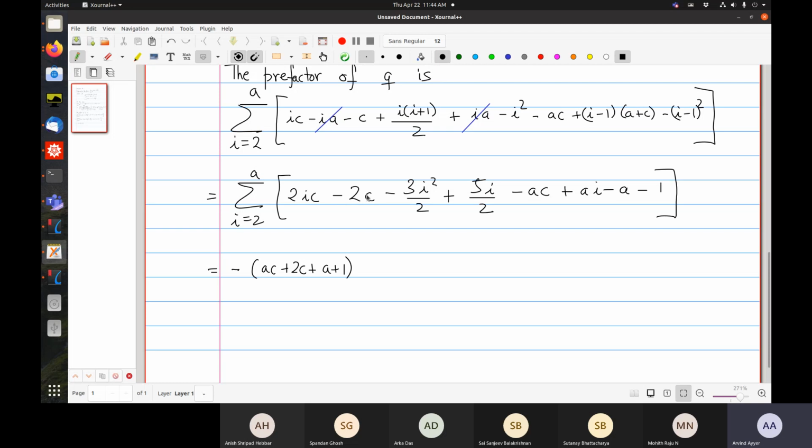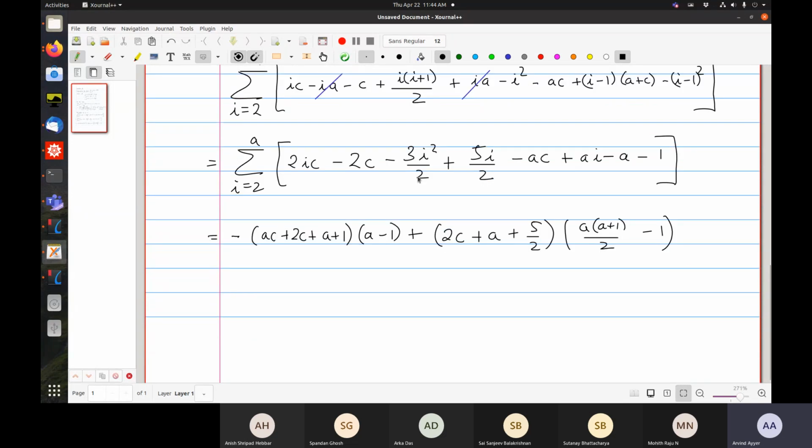How many terms are there? This is the constant in I, so I just have A minus 1 terms, right, because I starts with 2. And now let's look at the terms proportional to I. So I have 2C there plus A plus 5 by 2. And now I'm summing I from 2 to A. If it were 1 to A, it would be A into A plus 1 by 2, but I'm not counting I equal to 1, so I subtract that off.